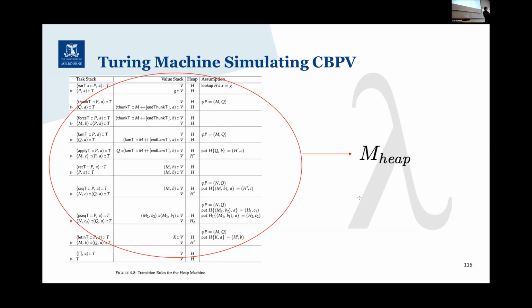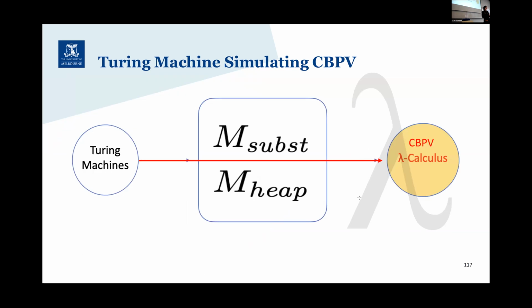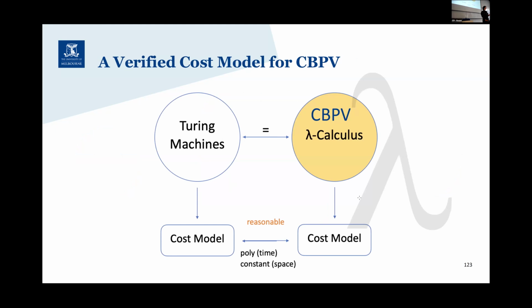Similarly, we can construct a Turing machine representing the heap machine. And this pen and paper proof is based on what was done by Forster, Kunze, and Roth in 2020. We then use the alternating simulation strategy by alternating these two Turing machines, M-subst and M-heap. We were able to show that Turing machines can in fact simulate call by push value lambda calculus.